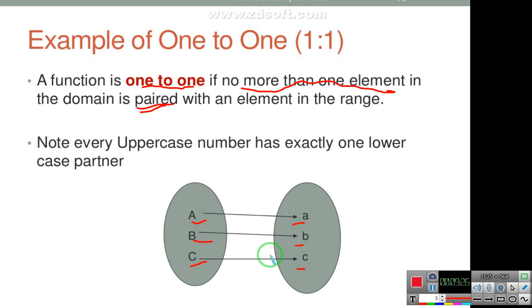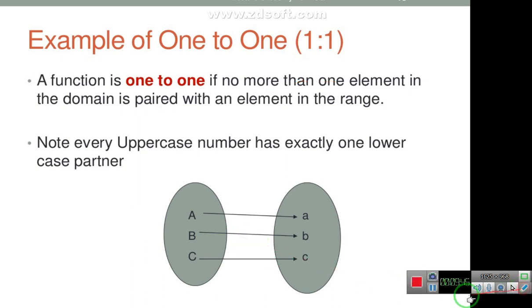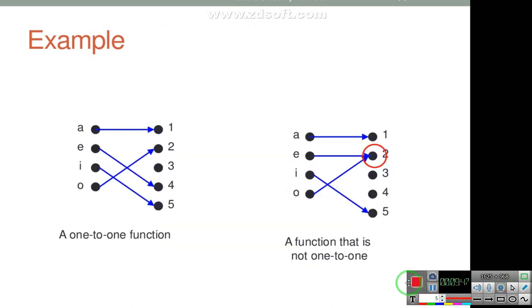Just like one man and one girl, like husband and wife, just one, not one husband with two wives. If it's like one husband with two wives, it's not a one-to-one function. One husband with one wife, it's like a one-to-one function. So now you see the examples, which one is the one-to-one, which is not the one-to-one.